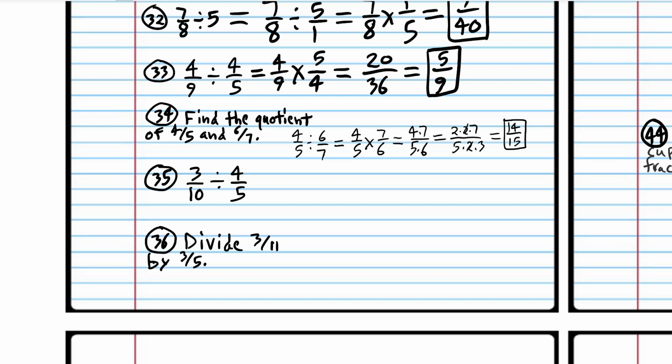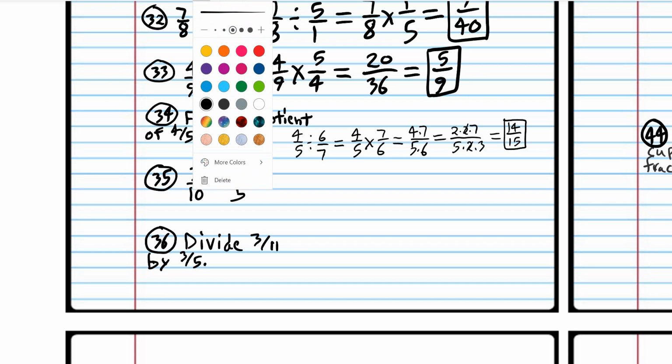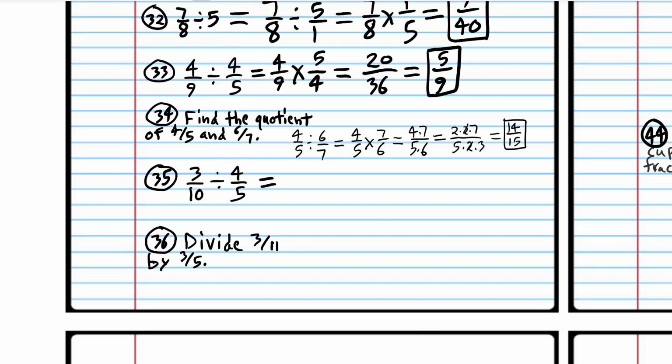All right. Why don't you go ahead and try number 35. You're going to have to reduce at the end. And when you come back, we'll do it together. All right, we're back. Rewrite the dividend. Change the division sign to multiplication. Flip the divisor. Then it becomes a multiplication problem. 3 times 5 is 15. 10 times 4 is 40.